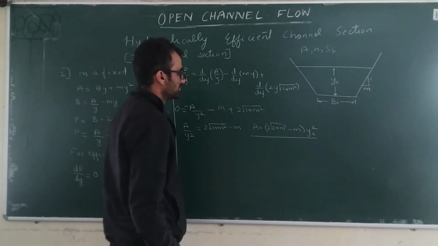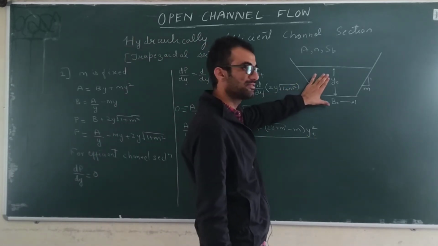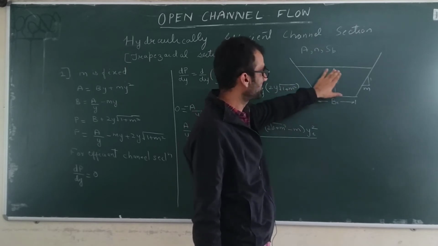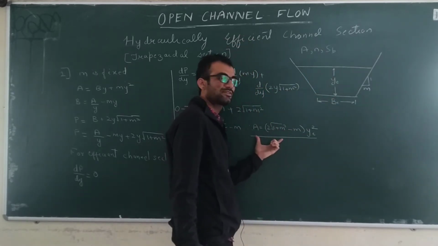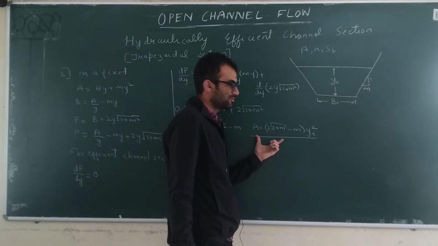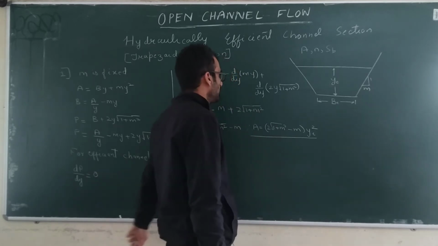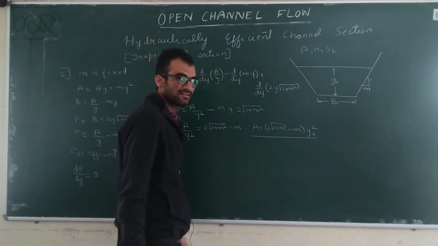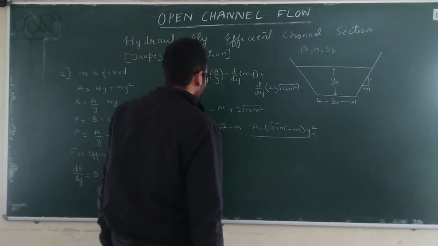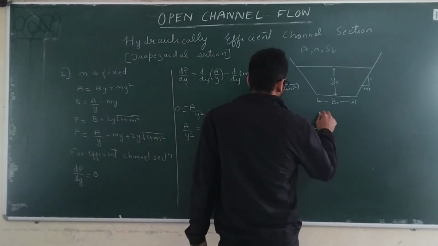This is the condition. Whenever we have a hydraulically efficient channel section, your perimeter will be minimum, and when that is the case, this equation should be satisfied. So you can use this equation when you are dealing with an efficient channel section, especially trapezoidal. This is the area.